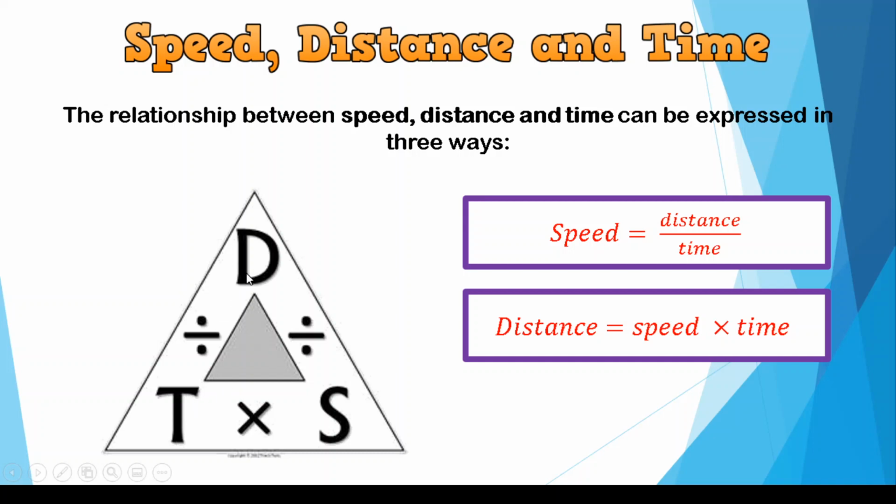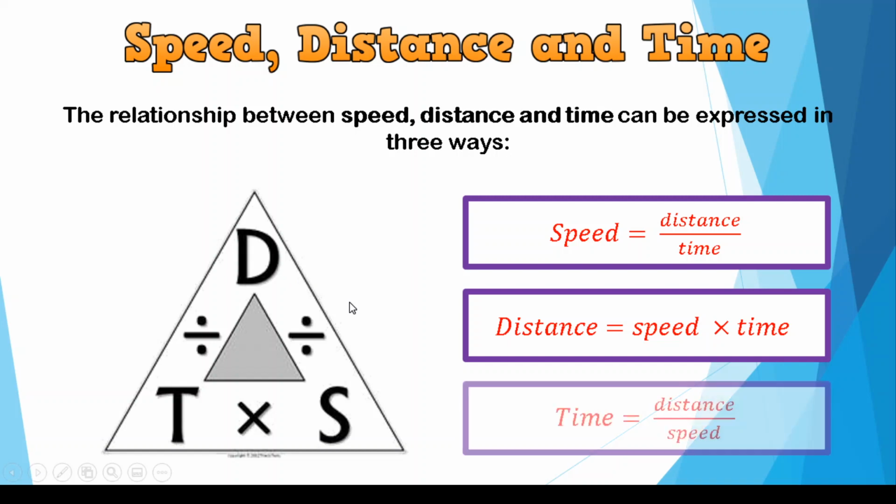Distance is speed times time. And time is distance divided by speed. So do not forget that. Draw the triangle and then put the operations in there.